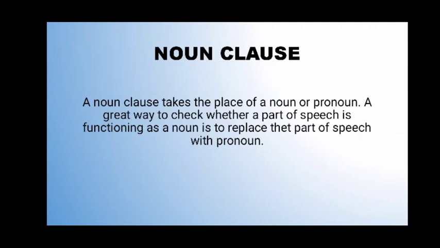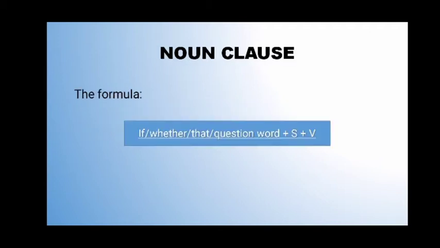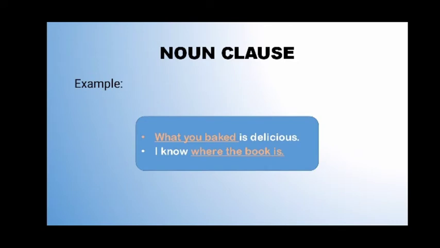A great way to check whether a part of speech is functioning as a noun is to replace the part of speech with a pronoun. The formula of noun clause is if, or whether, or that, or question word plus subject plus verb. This is the example of noun clause. What do you bake, it is delicious. I know where the book is.